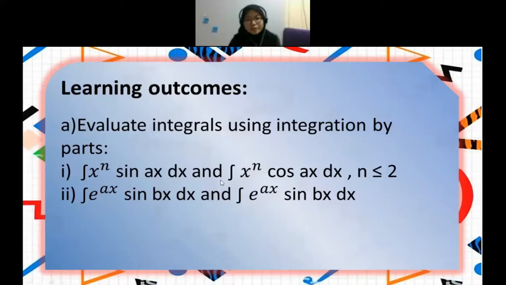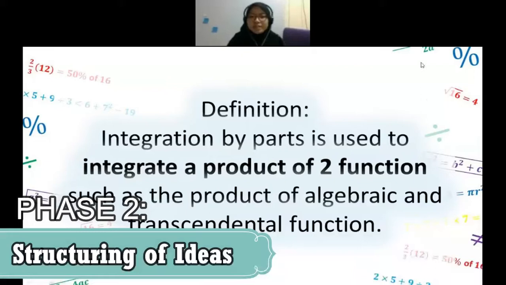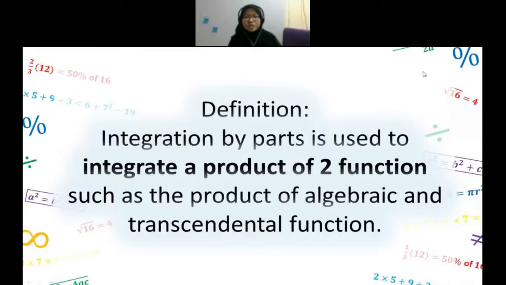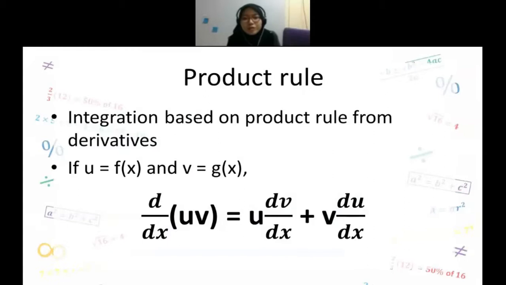Next, what is the definition of integration by parts? Integration by parts is used to integrate a product of two functions, such as the product of algebraic and transcendental function. Next, integration by parts is based on the product rule from differentiation.